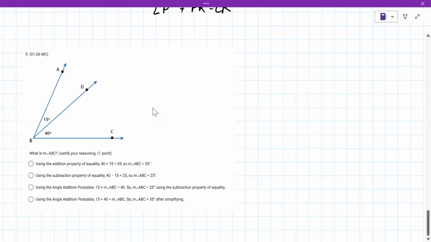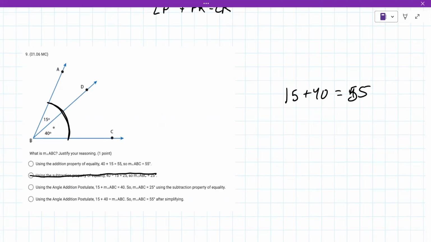So what is the measure of angle ABC? So the whole angle measure, and we know that the two individual angles are 15 and 40. So if we add them together, it's 55. Okay, so that gets us down to two answers.